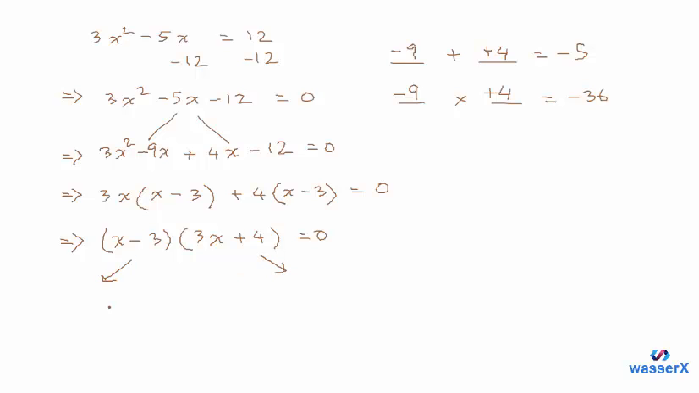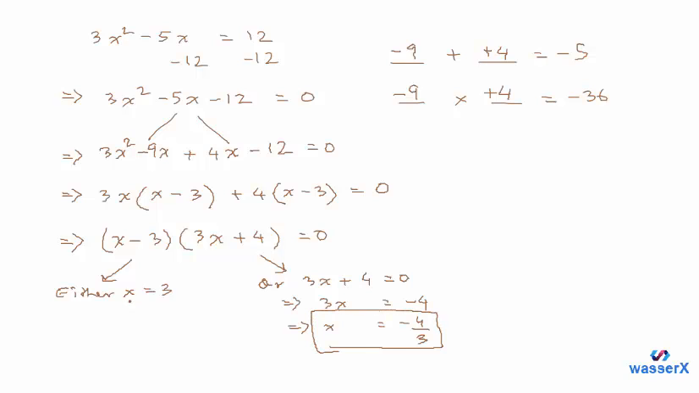We have come to the either-or step. Either x minus 3 is equal to 0, or x is equal to 3. Or 3x plus 4 is equal to 0, which means 3x is equal to negative 4, taking the 4 on the other side, which in turn means x is equal to negative 4/3. So we have x is equal to negative 4/3 or x is equal to 3.